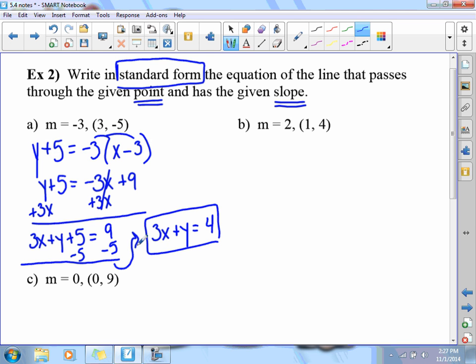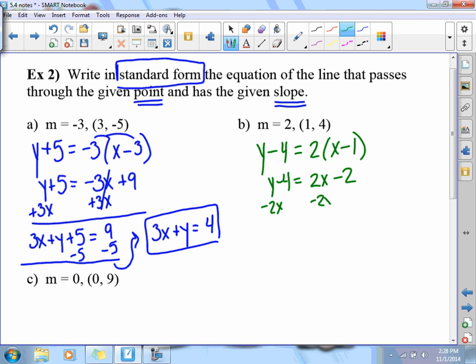So we're going to practice this again now for part B. Again, I have a slope and a point. So I'm going to start with point-slope form. So y minus y1 equals m times x minus x1. I'm going to distribute the 2. So I'll have 2x minus 2. And then I'm going to subtract the 2x over. So I can get the x and the y on the same side.